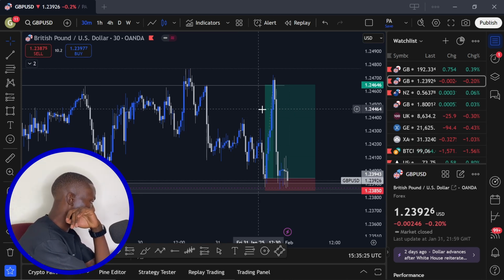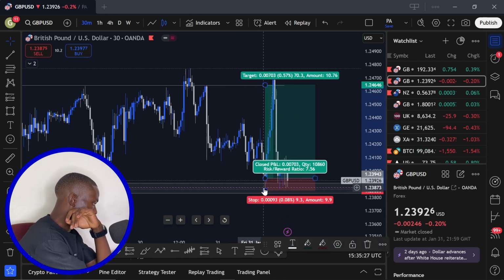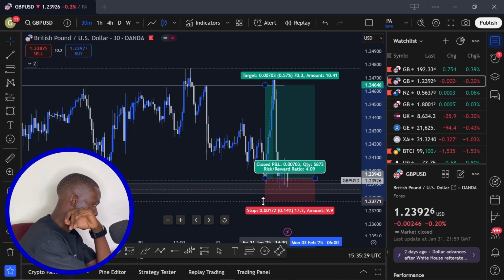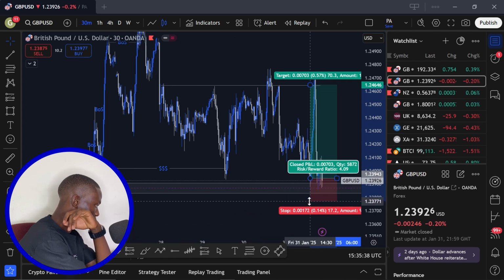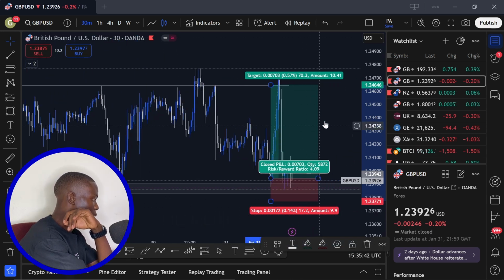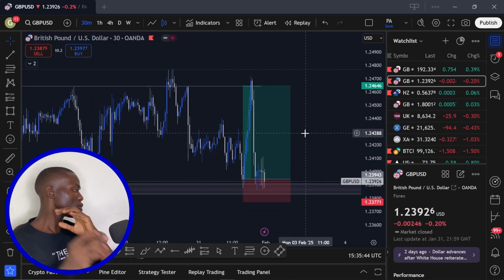So in this case, here was my stop loss right here. That one is 1:4 point something because I was observing the lower part of this candle here. Okay, so this is at the low of this candle. So basically this was my 1:4 target.